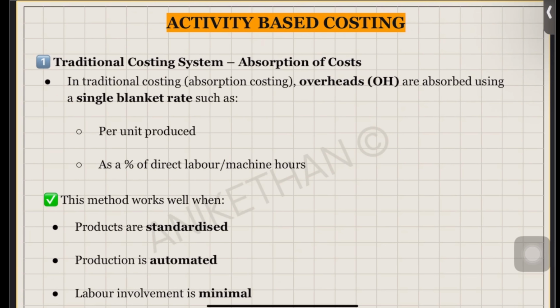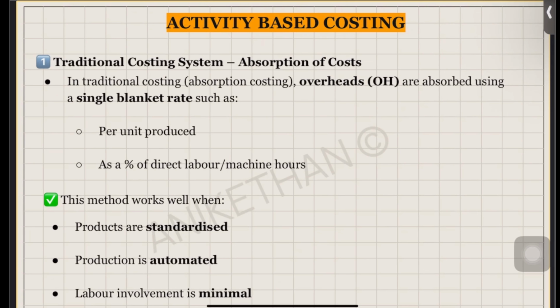How are these overheads calculated? In traditional costing they are absorbed based on what? It can be based on machine hours or labor hours or some percentage of prime cost or percentage of works cost. That is how the policies are framed with respect to absorption costing. So there you calculate one overhead rate and the same overhead rate is applied everywhere.